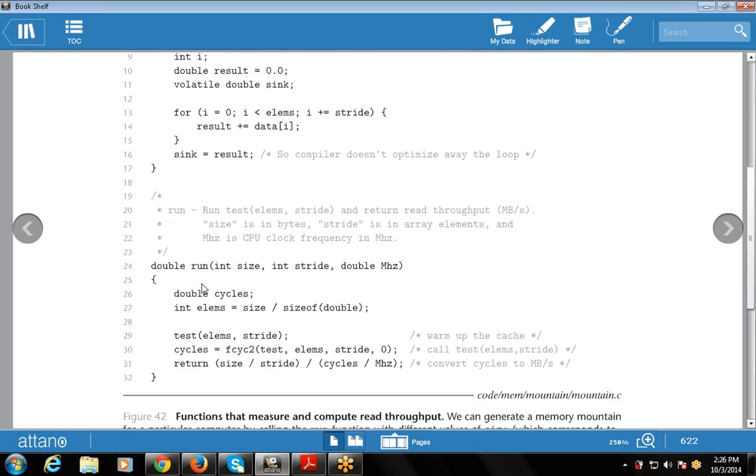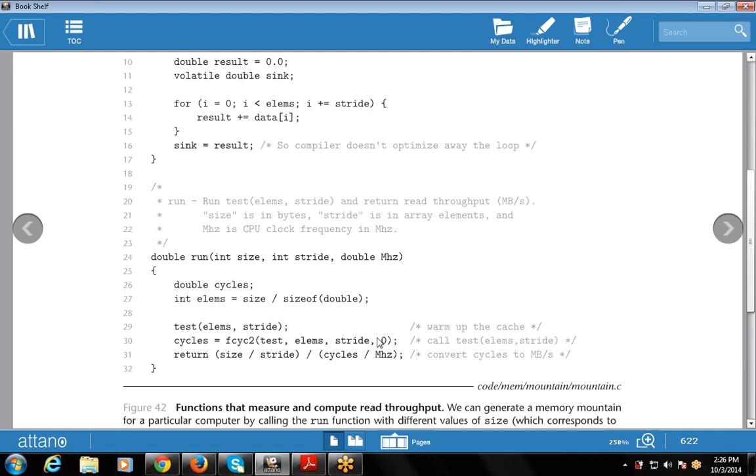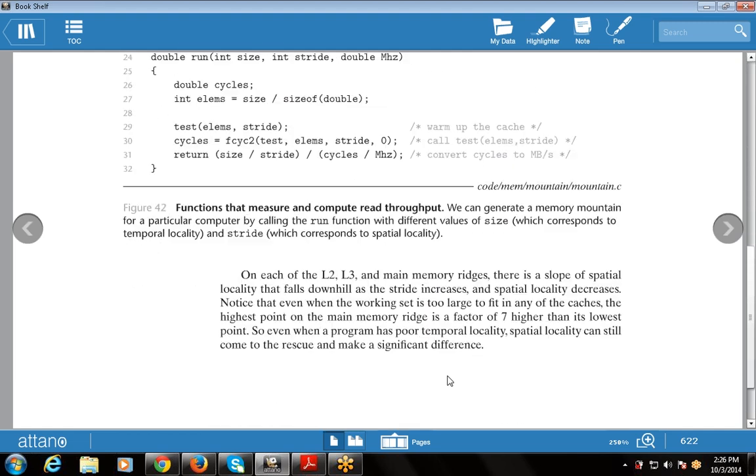Then there is the function double run with int size, int stride, and double megahertz. That is, it takes three variables: two of type int and one of type double. Then elements is size divided by sizeof double, in terms of memory used. Then warm up the cache, that is, initialize the cache. Then call the test function. The output is stored in the cycles variable. Then it returns the value, converting cycles into MB/s.